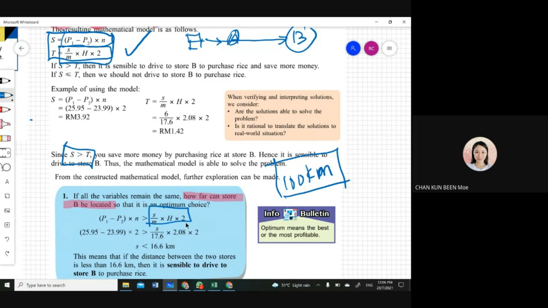So you need to find out, we substitute all the value that we have. This is the price of the pack of rice in store A. This is the price of the pack of rice in store B. This is the number of packs of rice bought. S is the distance. So this is the one that we need to find out, because we need to see how far it is worth driving to store B. And the rest we are going to substitute with the value.